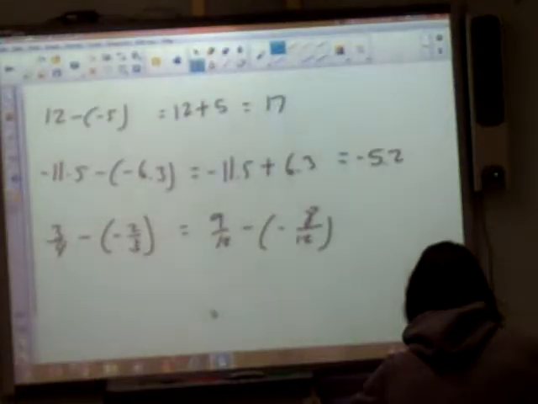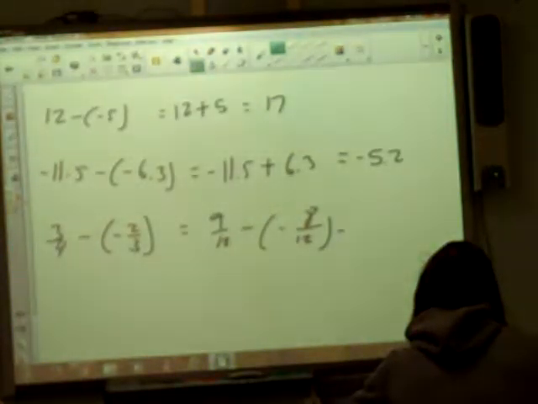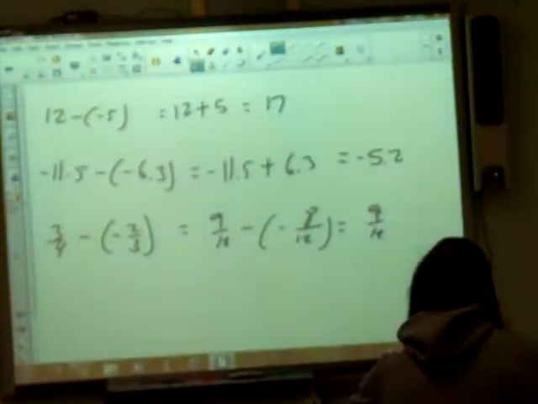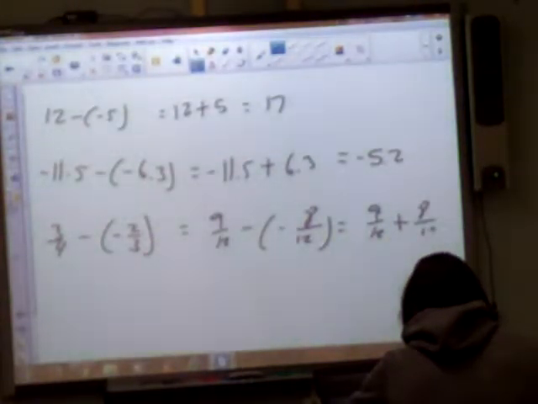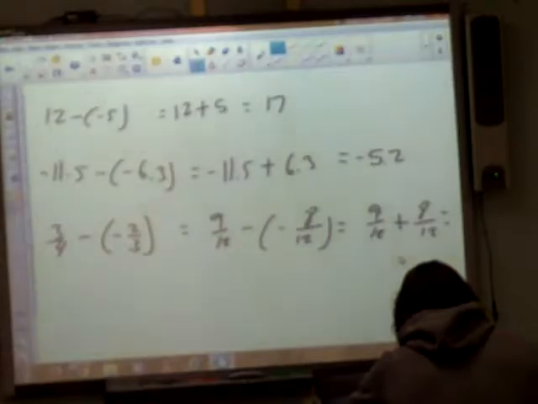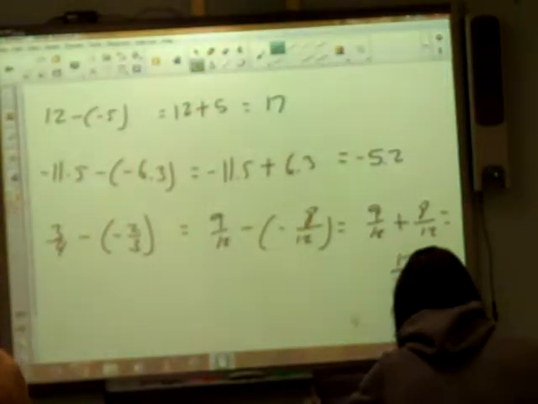Now I'm going to rewrite it as an addition problem. This would be the same as 9 twelfths plus the opposite of negative 8 twelfths, which is positive 8 twelfths. 9 plus 8 is 17 twelfths.